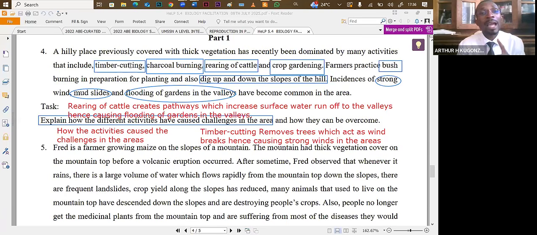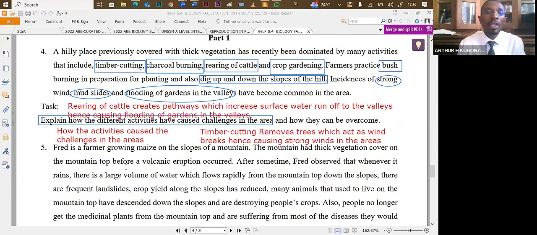Therefore, you need to explain at least each activity here once for you to be able to give us the 6 maximum points that we expect you to explain on this particular task. So then, after explaining all my points, explaining how the different activities have caused the challenges in the area, now I can go to how they can be overcome.